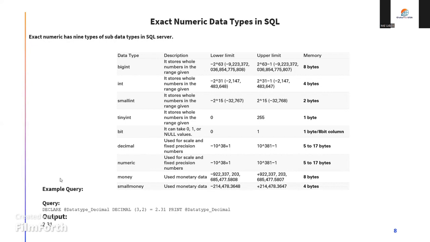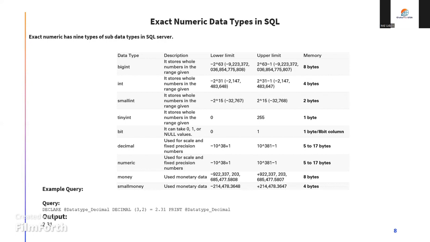If you're writing a SQL query, like declare @data_type_decimal decimal(3,2) = 2.31. Here, what is this saying? Within the bracket, decimal 3,2, what is the 3 and what is the 2? The 3 means the total number of digits will be 3, not more than 3. I cannot put 20.31, because 2031 is a total of 4 digits, but here I said 3, not 4.